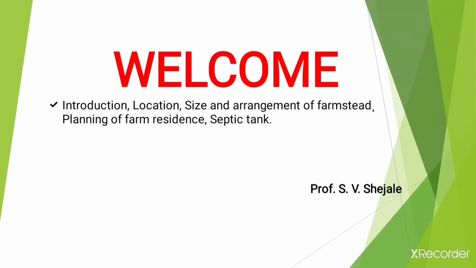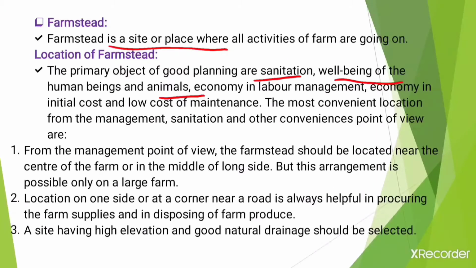This session we will start with lecture number 1 from GE207, Farm Structures and Greenhouse Technology, which includes introduction, location, size and arrangement of farmstead, then planning of farm residence. Farm residence means farmhouse, then septic tank, etc. Now let's start with the first point, that is farmstead.